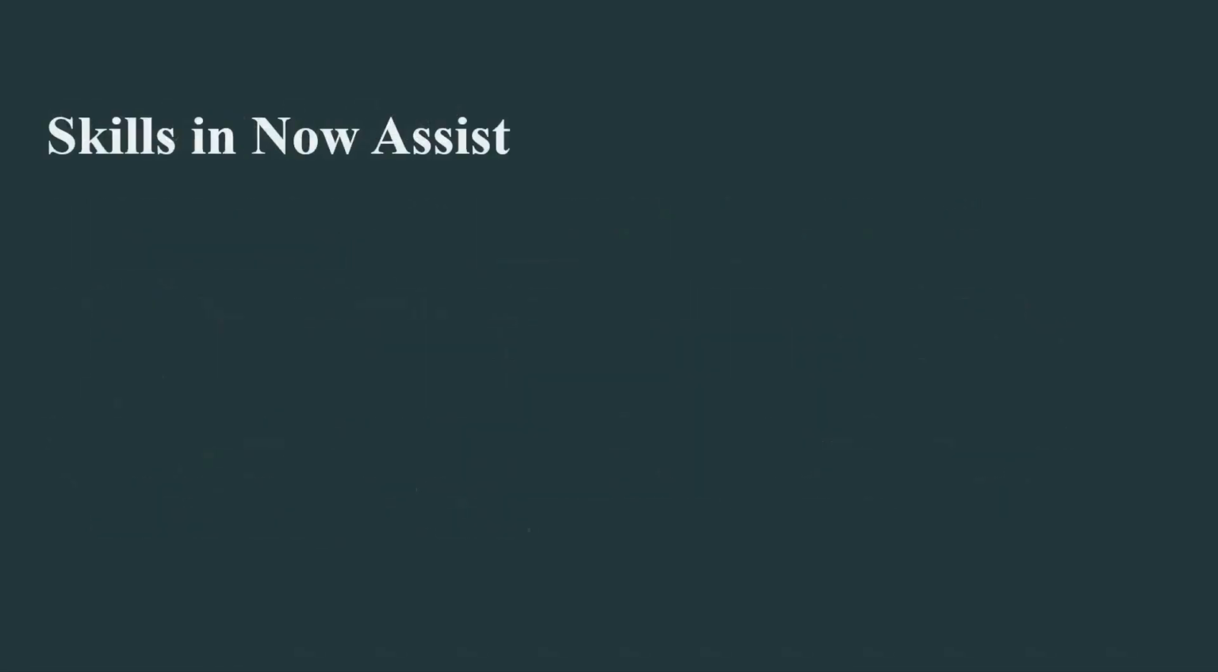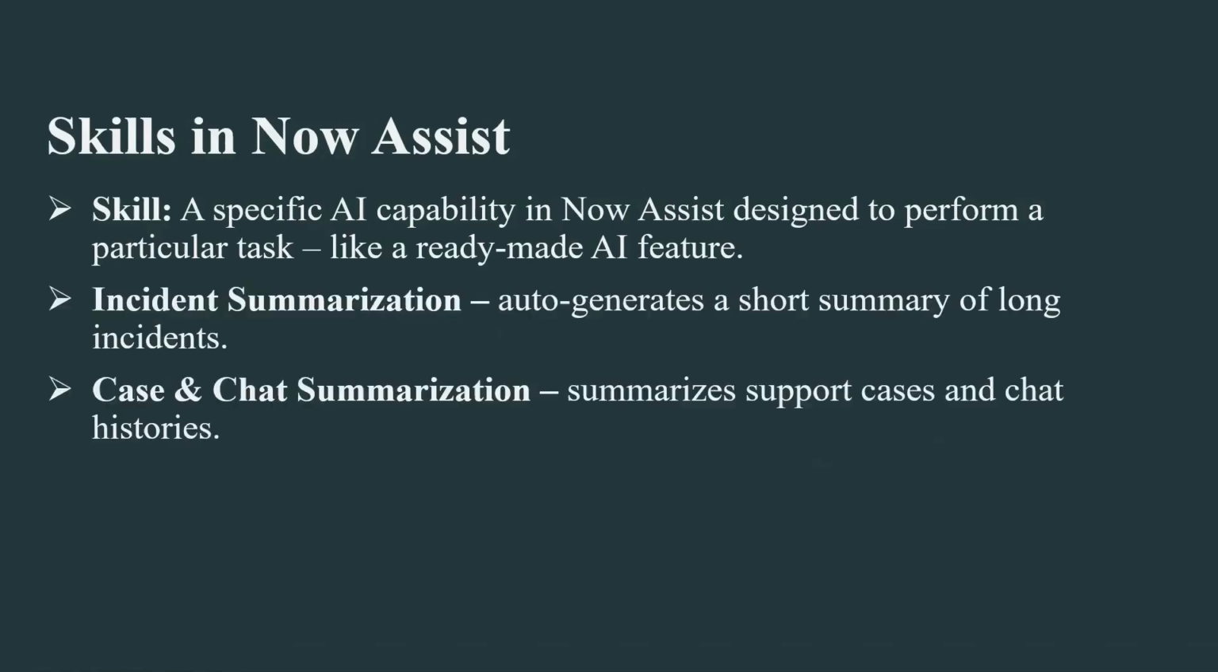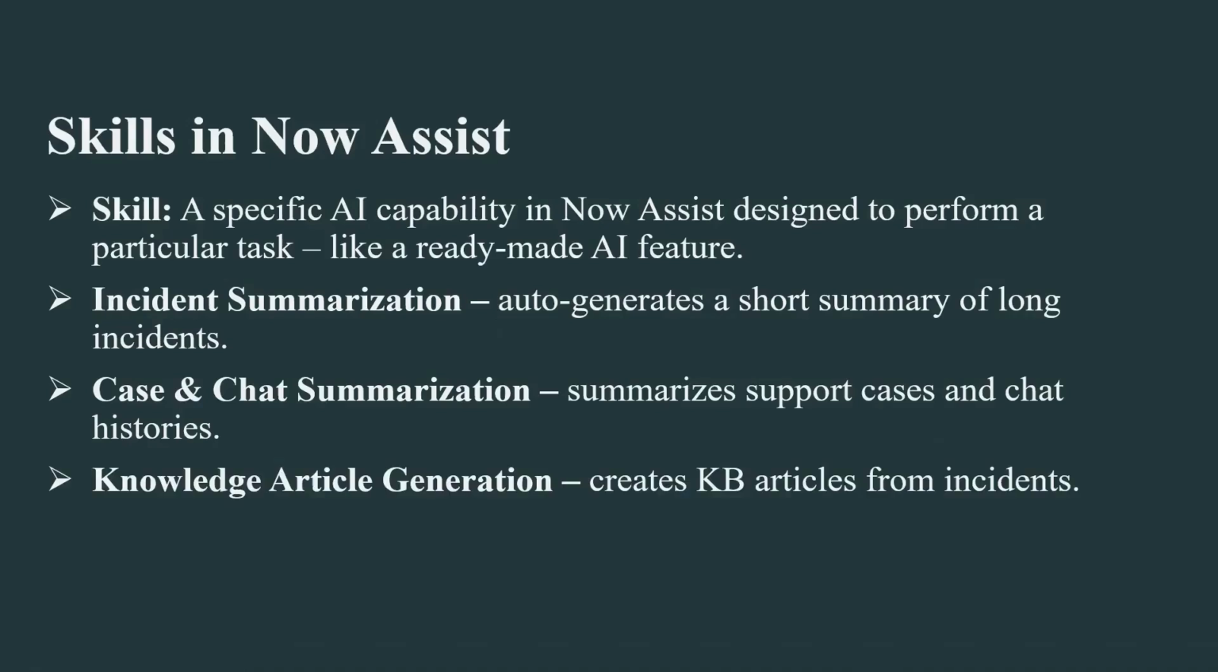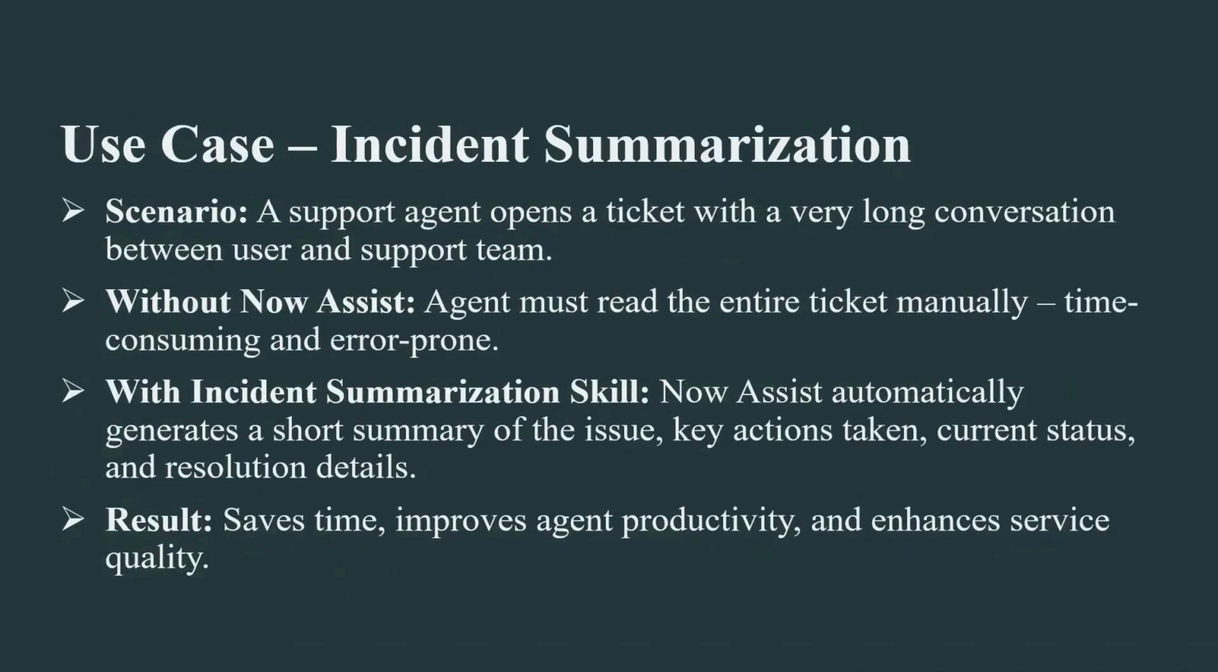Next, what are skills in Now Assist? Let's talk about skills. In Now Assist, a skill is a specific AI capability designed to perform a particular task. You can think of skill like ready-made AI feature that help users complete work faster. Here, existing skills in Now Assist. Some common examples are instant summarization, case summarization, knowledge article generation, resolution note generation, chart summarization, virtual agent assistance, code generation for developers. Next one, sample skill use case, instant summarization.